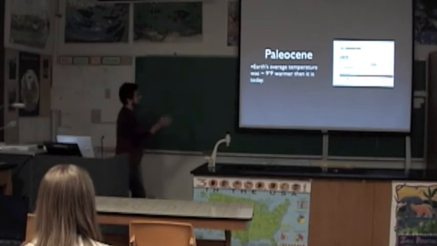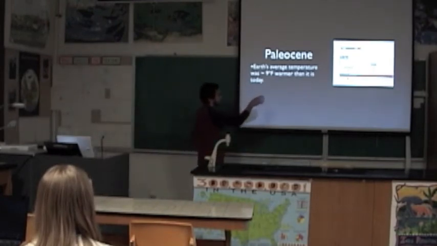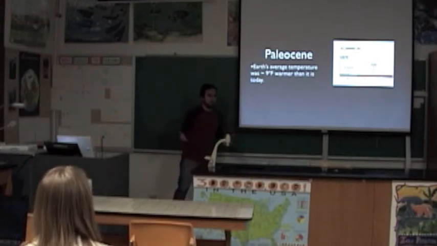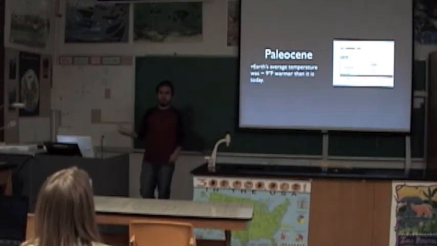So during the Paleocene, which was 65 to 55 million years ago, the average temperature of the Earth was about 9 degrees Fahrenheit warmer.